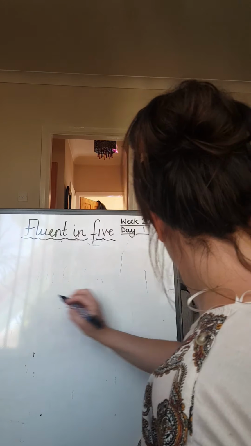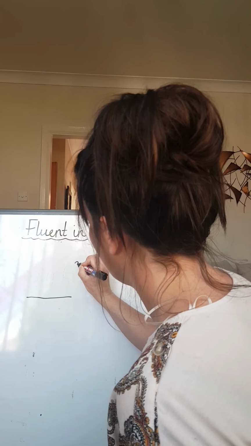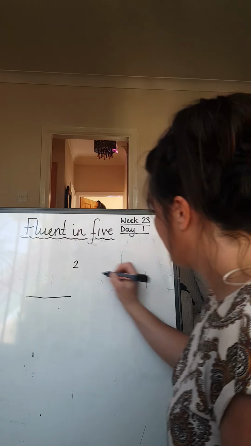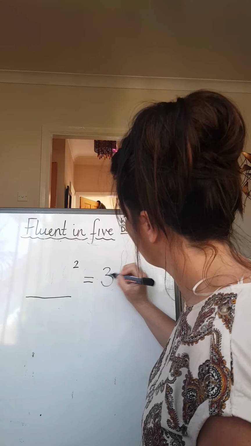Okay, so the next one, I've got a mystery number and I've got that little 2 at the top, which stands for squared, and it equals 36.